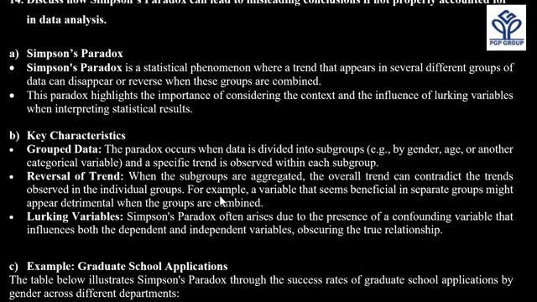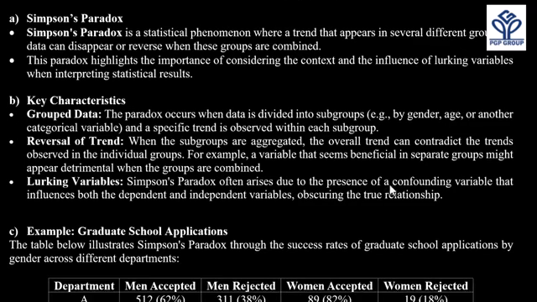Simpson's paradox often arises due to the presence of confounding variables that influence both the dependent and independent variables and obscure the true relationships. Let me explain why the relationships change. For example, in group 1 you will have different variables, in group 2 different variables, in group 3 different variables. So the impact or the relationship will be different. When you combine all these groups together, the way the variables interact is going to be different. So what you observe in the individual groups is not going to be here. This is the key concept of Simpson's paradox.